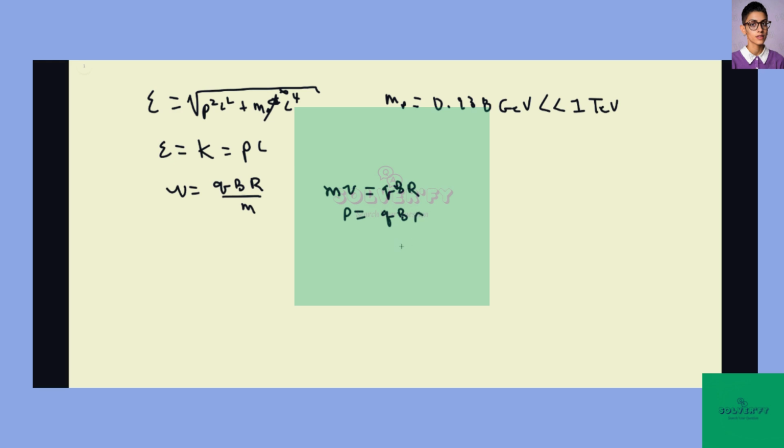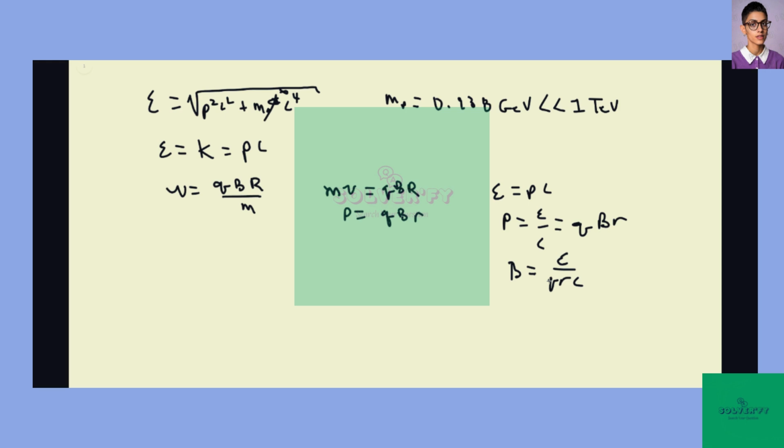Now, since energy is equal to P times C, we can solve for the momentum here. The momentum is equal to E over C. We then say E over C is equal to QBR. And then rearranging this and solving for B, we get the magnetic field B is equal to the energy that you want to reach, the maximum energy, divided by the charge of the particle times the radius of the ring times the speed of light.